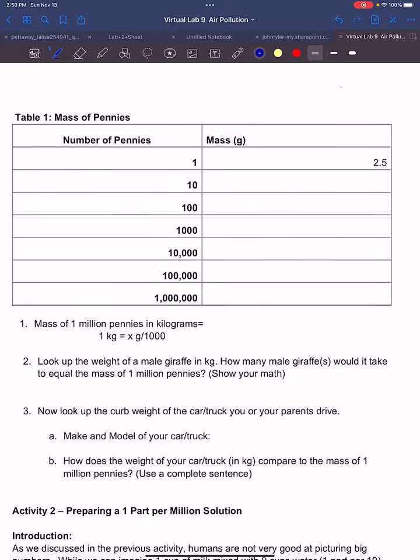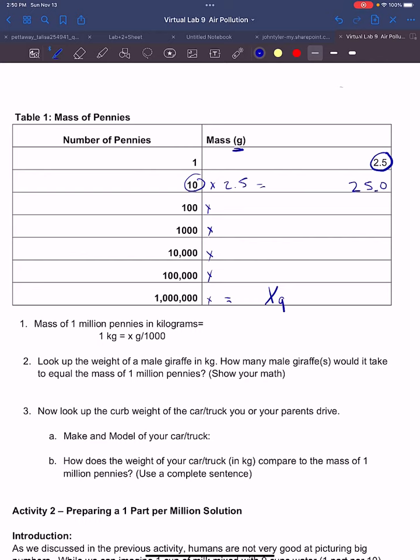We told you the mass of a million pennies is 2.5 grams. Notice we say it's in grams. And so to get the mass of 10 pennies, you take the number of pennies times 2.5, and that would be 25 grams, for example. Okay? And then you're just going to multiply it out the rest of the way down. Now, when you get that number, that's going to equal X number of grams.